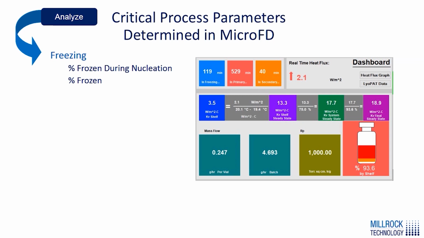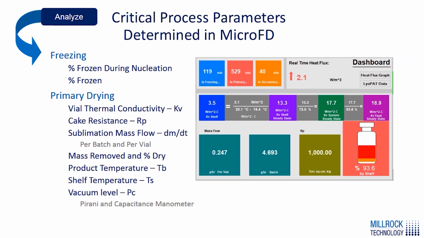And again, these are some of the critical process parameters that have been calculated for us during this first analyze run by the LyoPat software using that heat flux sensor. We calculate our vial thermal conductivity, cake resistance, our mass flow, and then we have our product temperature and shelf temperature from standard thermocouples.